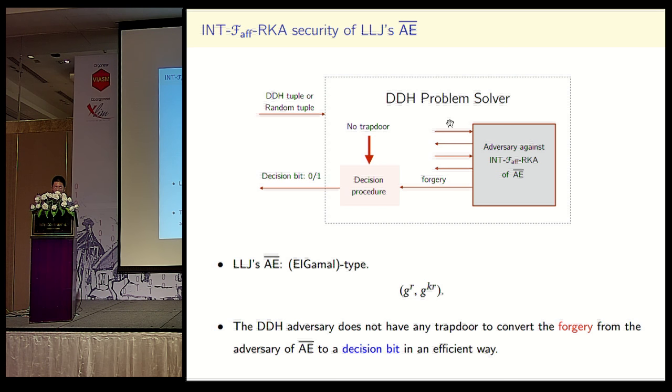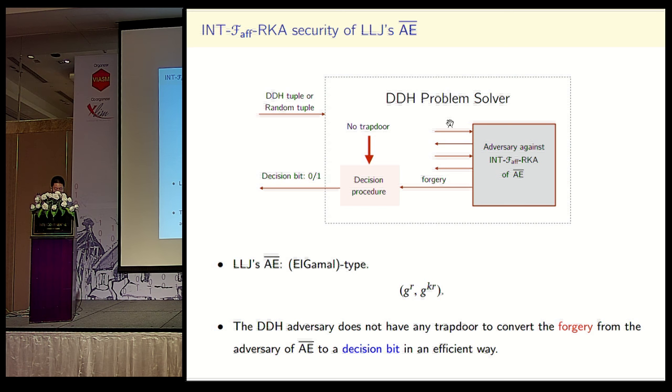LLJ's AE bar can be regarded as L gamma type. In order to reduce the INT-RKA security to the DDH assumption, we need to construct a DDH problem solver who is given a DDH tuple or a random tuple and simulates the INT-RKA security game for the adversary of AE bar. Finally, the adversary of AE bar will output a forgery.